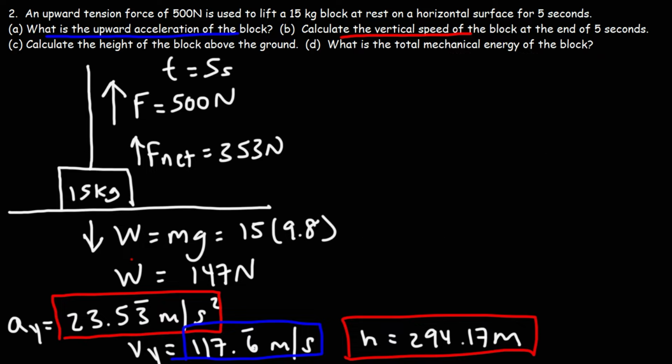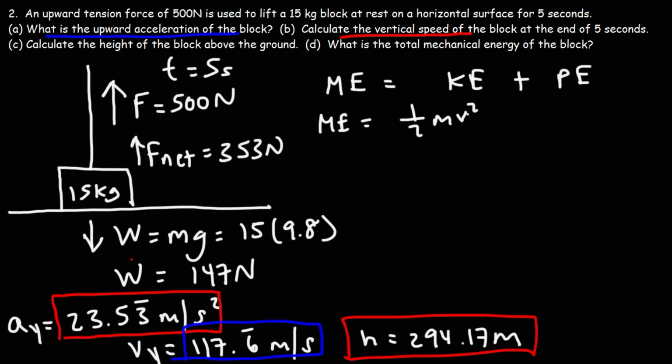Now let's move on to part D. What is the total mechanical energy of the block? In order to find that, we need to calculate the kinetic and the potential energy. We now have the speed and we have the height of the object. So with those two things, we can calculate the total mechanical energy. So the mass of the block is 15 kilograms.